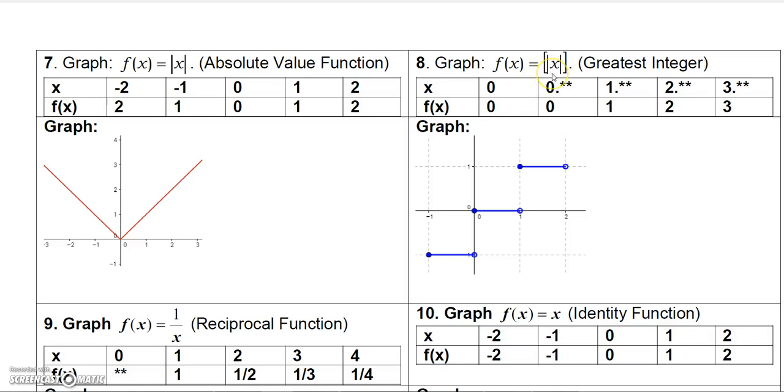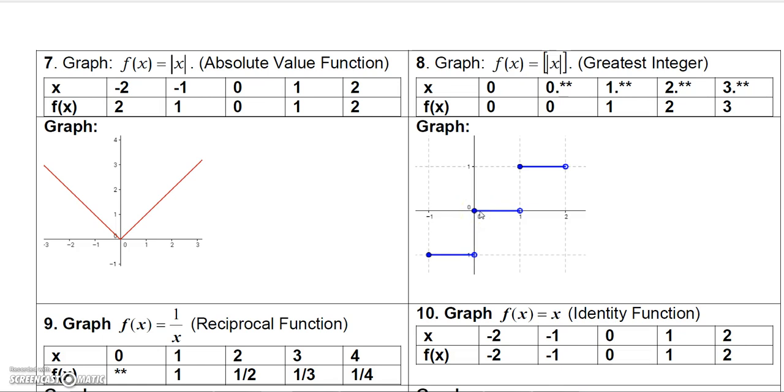Okay, now this function, when you've got x surrounded by these thick brackets like this, that's called the greatest integer function. And when you plug a value for x in, it always returns the greatest integer that's less than or equal to x. So if you plug 0 in, the greatest integer less than or equal to 0 is 0.